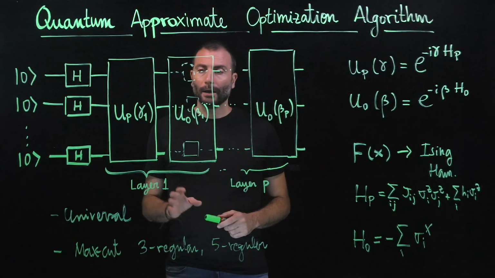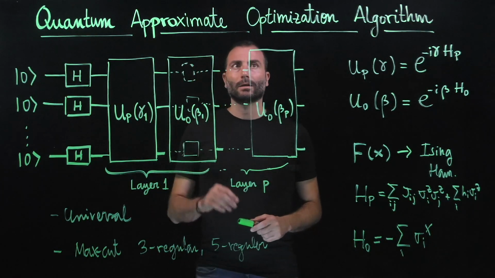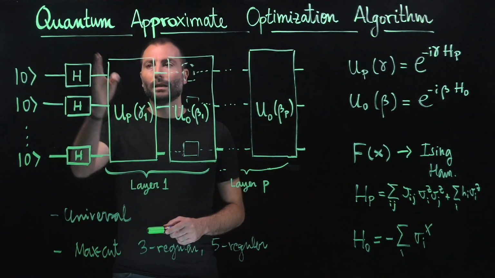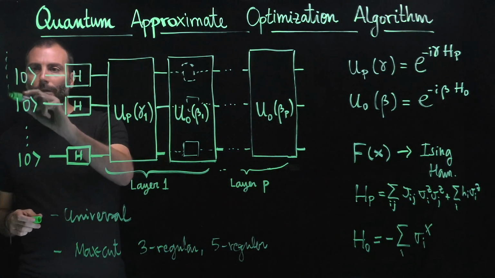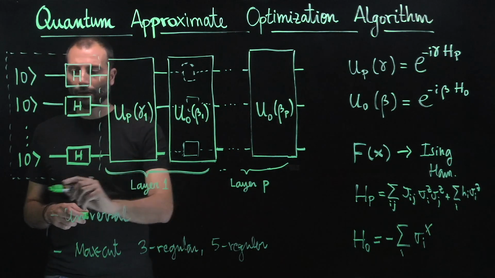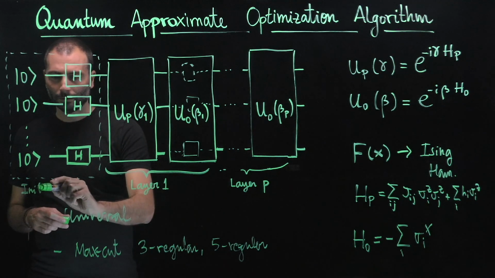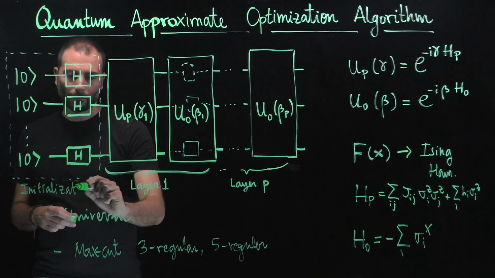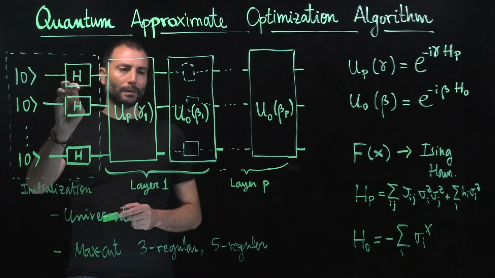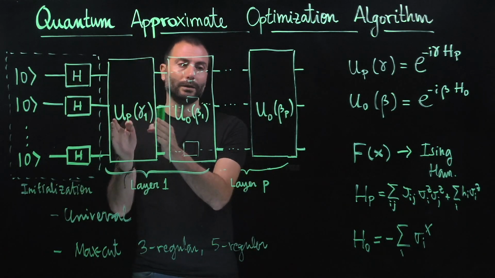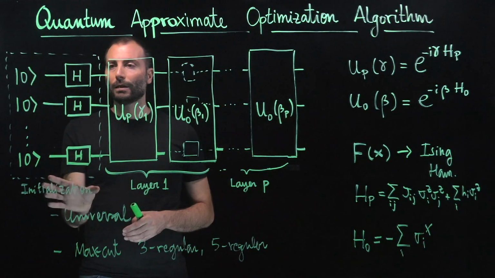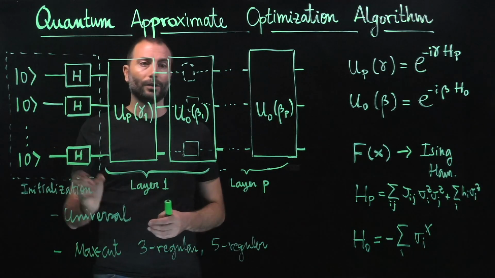Next thing I want to comment is that there are some variants of this quantum approximate optimization algorithm. And the variants basically consist of different initializations. So maybe we can call this part here the initialization. This part prepares an initial state psi 0 on which we apply this sequence of unitaries, right? So the variants of the QAOA basically consist of putting here different initial blocks.